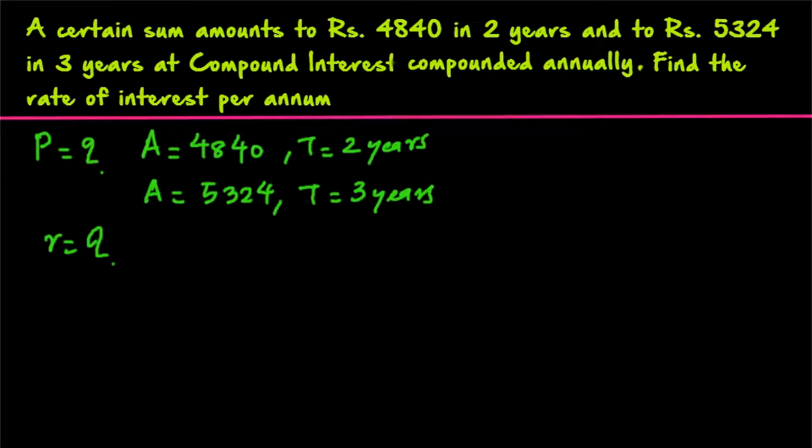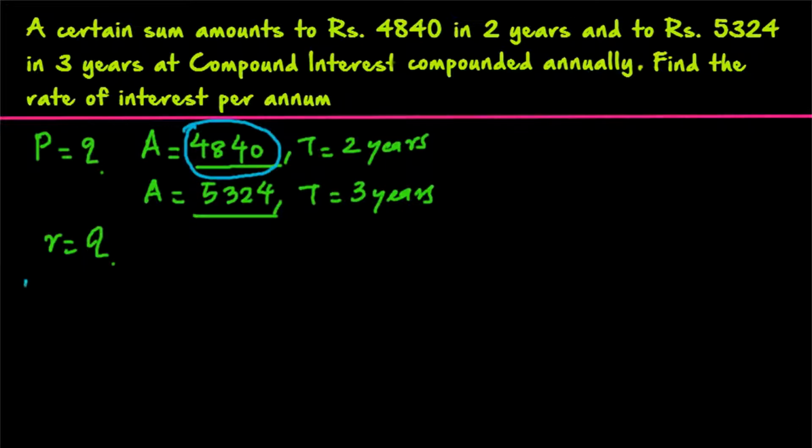The amount after 2 years and the amount after 3 years is given. 4,840 is the amount after 2 years and 5,324 is the amount after 3 years. You have to find out the rate of interest. So how to proceed with this question? So the amount after 2 years is 4,840.